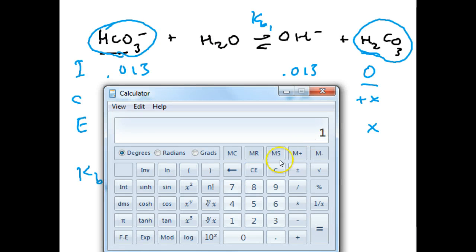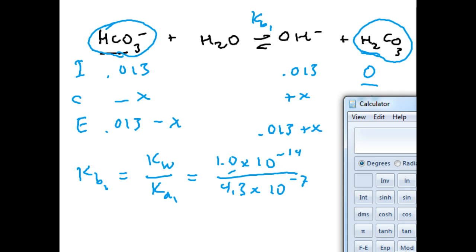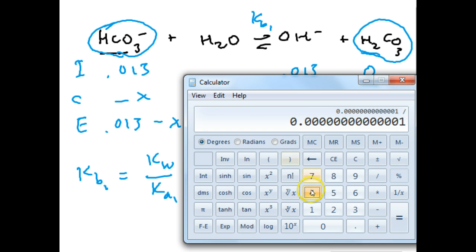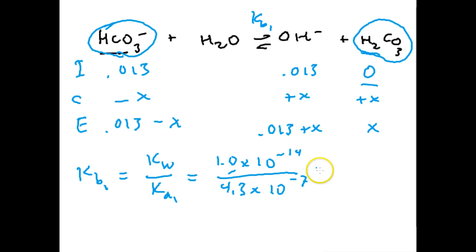Okay, 1 times 10 to the minus 14 divided by 4.3 times 10 to the minus 7 equals 2.33 times 10 to the minus 8. Great, so that's 2.3 times 10 to the minus 8. Now, 10 to the minus 8 is very, very small. It's smaller than 10 to the minus 5, so I definitely can ignore the minus x there, and I can definitely ignore the plus x there.